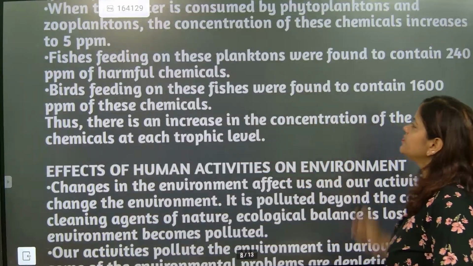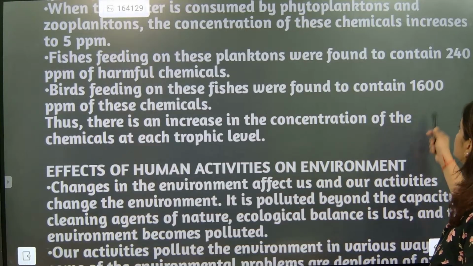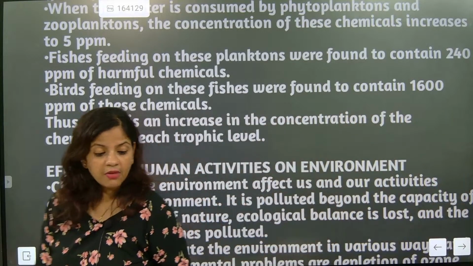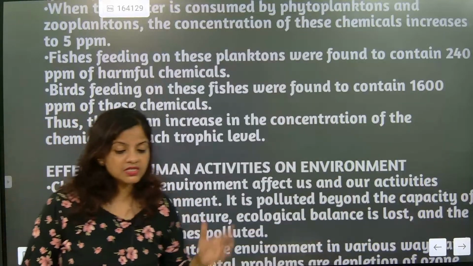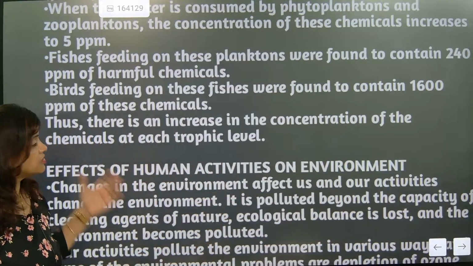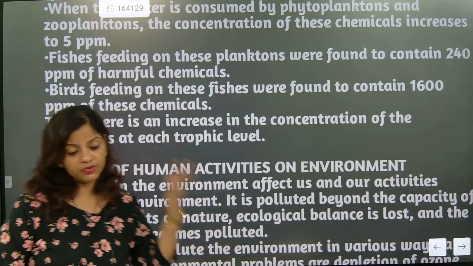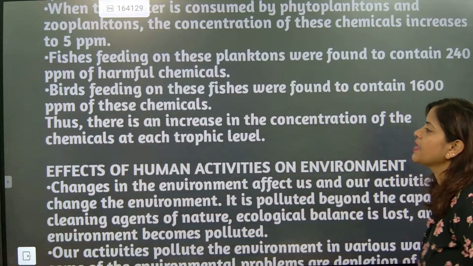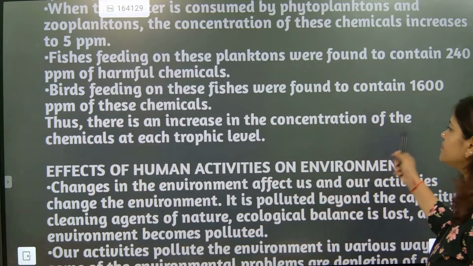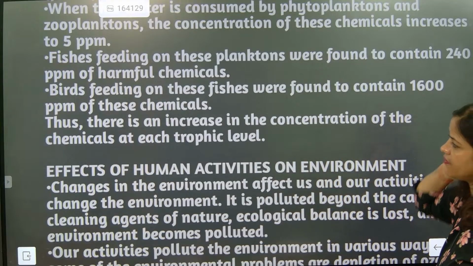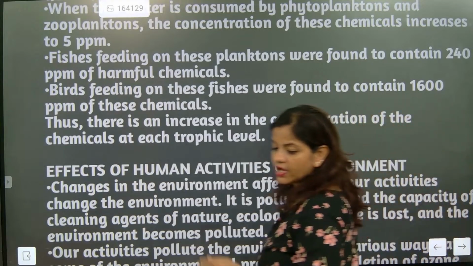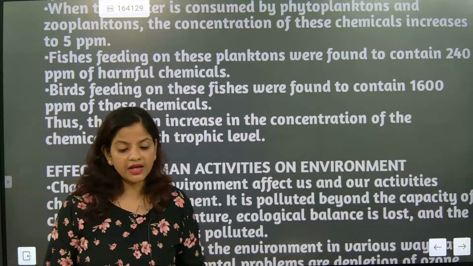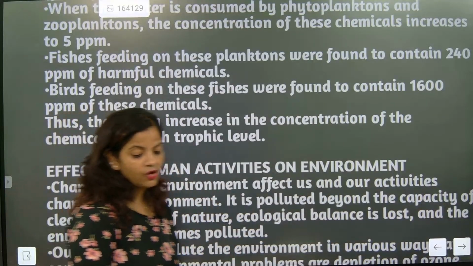Birds feeding on these fishes were found to contain 1600 ppm of this chemical. So think how much is the amount of chemical, the toxic burden, in birds. The birds' toxic burden is even higher than that of the others. There is an increase in concentration of chemical at each trophic level. So the concentration of chemicals will definitely be higher at every trophic level. I hope you have understood.